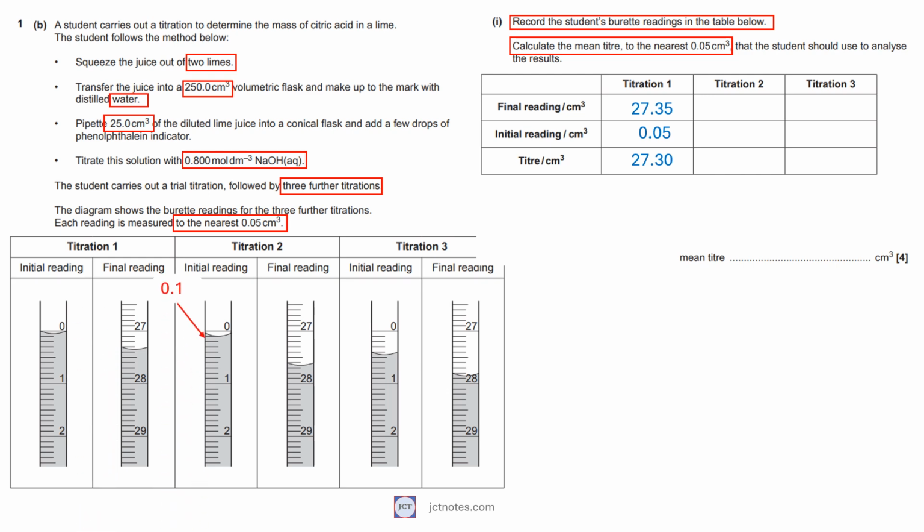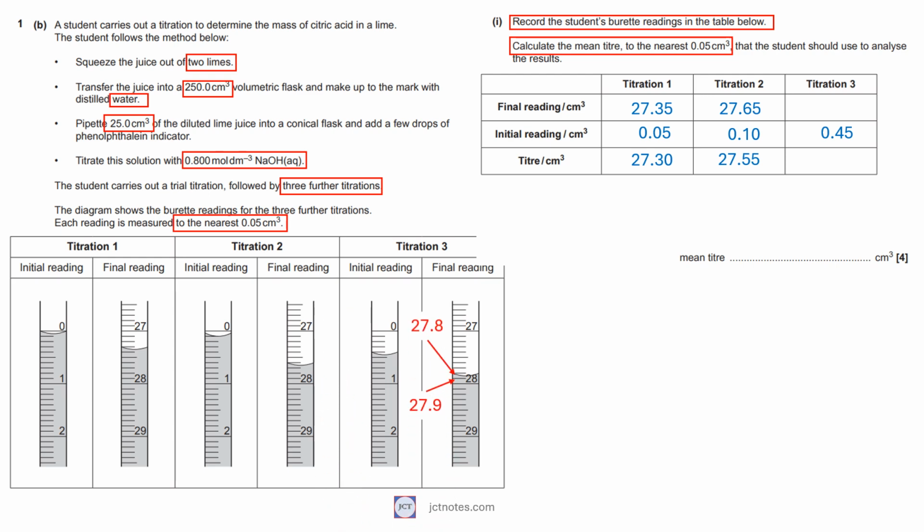The initial reading is 0.1, so we add the value of 0.10 in the table. The final reading is between the 27.6 and 27.7 mark, so we add the value of 27.65 in the table. The titre in titration 2 is 27.65 take away 0.10, which equals 27.55. We move to titration 3. The initial reading is between 0.4 and 0.5. We add an initial volume of 0.45 in the table.